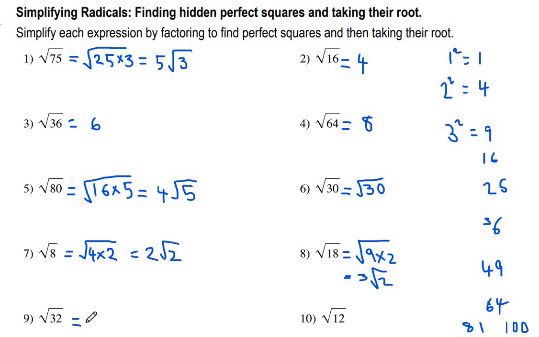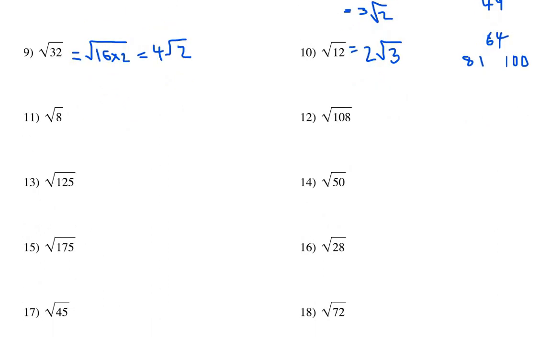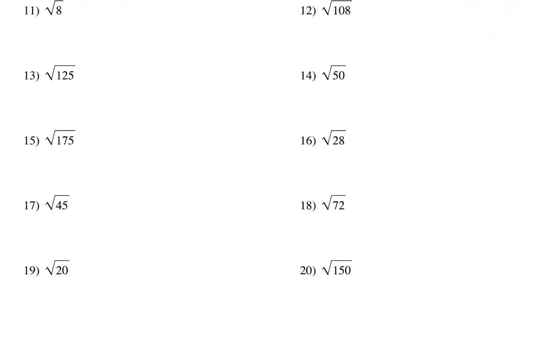32 can be simplified to 16 times 2, and that is 4 root 2. 12, well, 4 times 3 is 12, so this can be simplified to 2 root 3. We have some more examples. Let's try these.